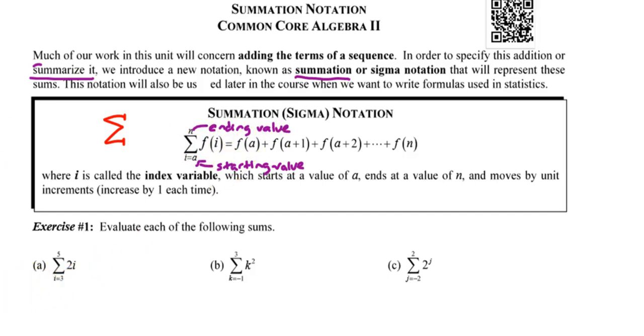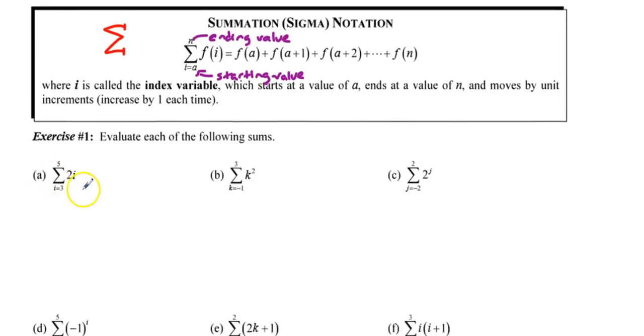In this first example, 1a, it says i starts out at 3. So what do I do with it? Well, I substitute it in for i into the formula. So I go 2 times 3. It's that easy. And then I keep incrementing by 1. The value of the variable increases by unit increments.